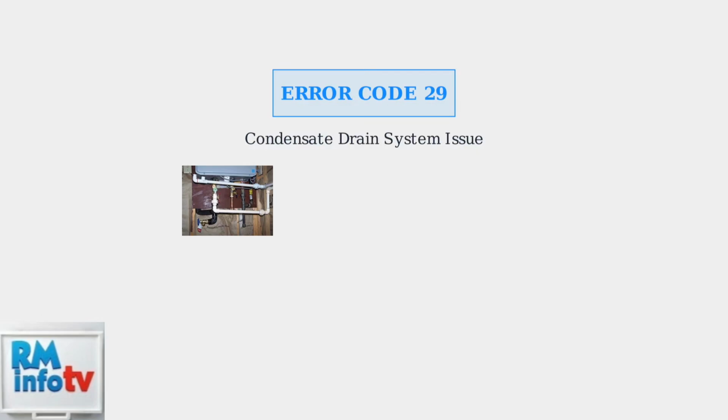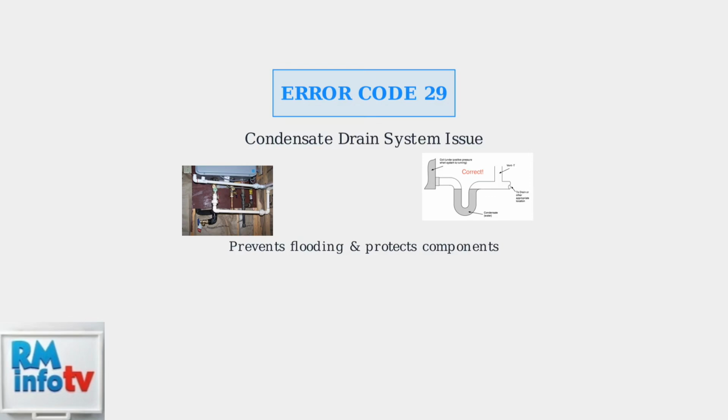This system is essential because high-efficiency tankless water heaters produce acidic condensation as a byproduct of the heating process. The condensate drain system removes this acidic water to protect the unit and prevent damage to your plumbing. When this system fails, the water heater displays error code 29 to prevent flooding in the burner area.